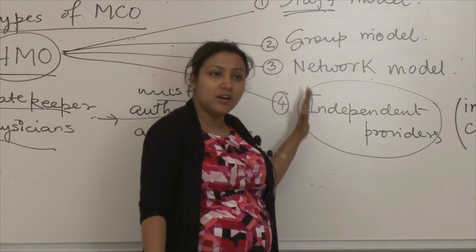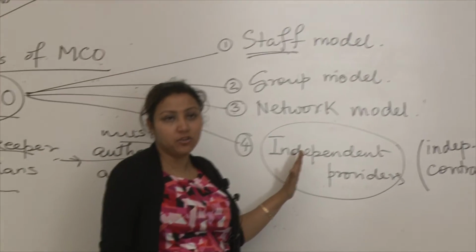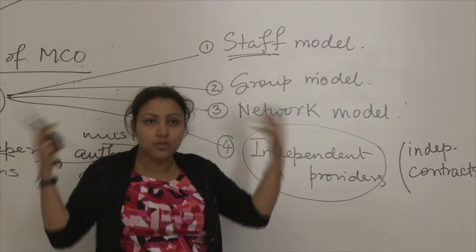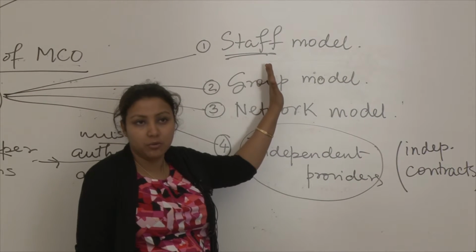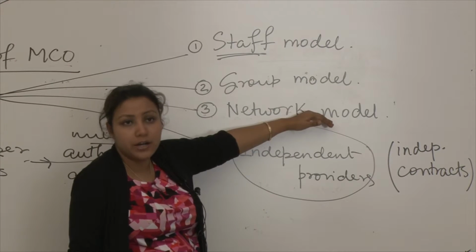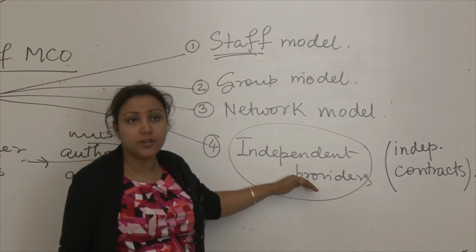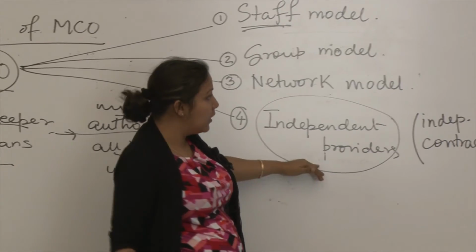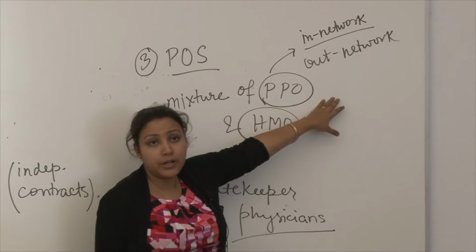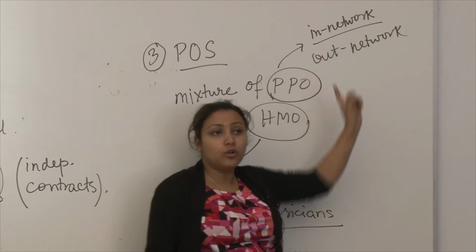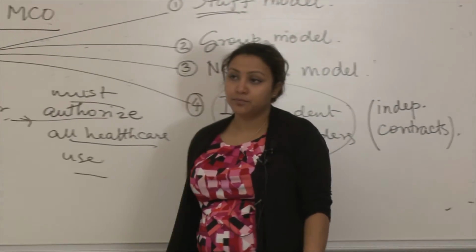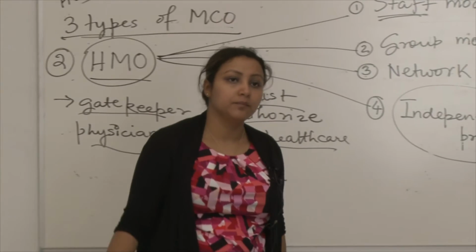So everybody who is here has some kind of contract with that HMO. None of them are independent in the true sense. They have some contract with the HMO. The first guys are direct employees, the second guys have a group contract, the third guys have a network contract, and the fourth ones have an independent contract with the HMO. But here you have some people in network, some people out of network. No matter which one you want to go to, you must go through this primary care physician. Then the next step is your choice.